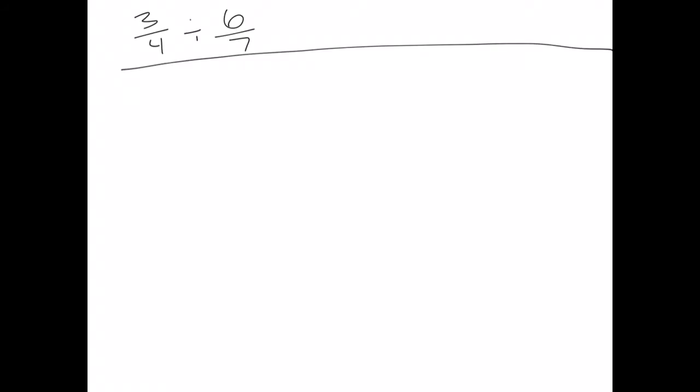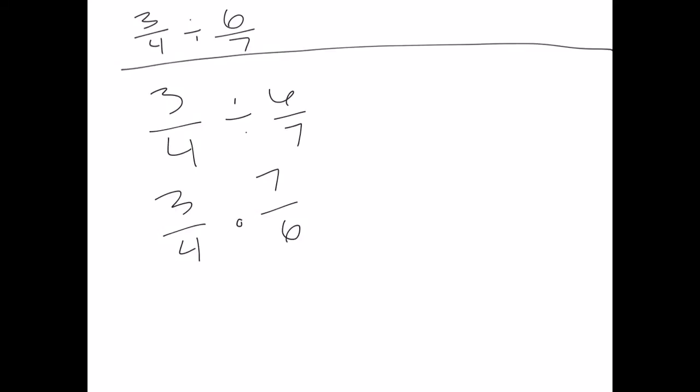To do this problem, first you have to write it out. So 3 over 4 divided by 6 over 7. That would equal 3 over 4. Then you change it to times and then switch this to 7 over 6.